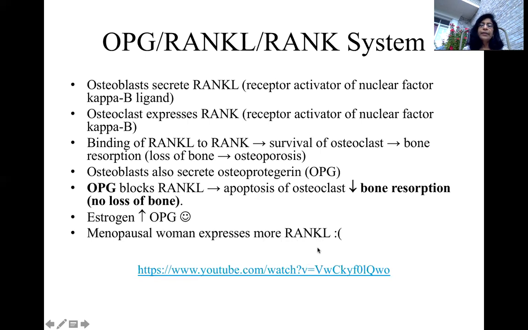All right, so all of this is important in understanding how bone remodeling is regulated.